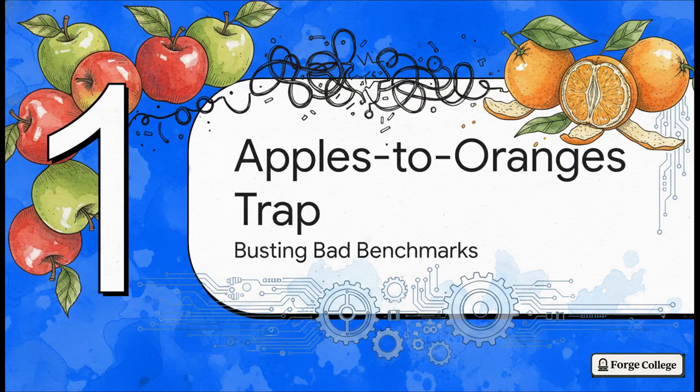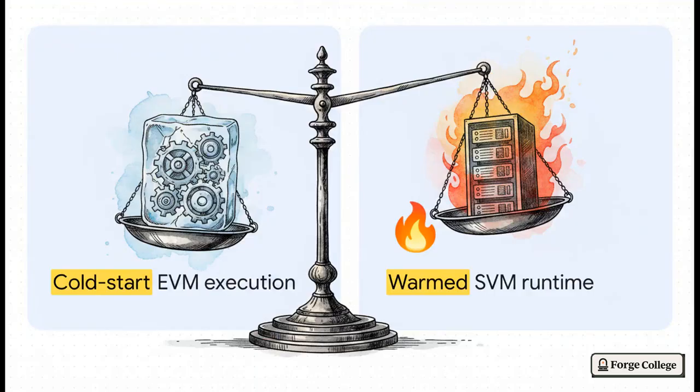Starting with Section 1, the apples to oranges trap, or how we go about busting bad benchmarks. So the absolute most common mistake engineers make here is comparing a single cold start EVM execution, where the caches are completely empty and the state hasn't been accessed recently, against a totally warmed up SVM runtime. Guys, that is a fundamentally invalid apples to oranges comparison. It just doesn't work. If you fail to control for massive variables like account warm-up state, load distribution, or your RPC client batching, your data is compromised from literally the very first run. We absolutely have to ensure we're comparing equivalent states under equivalent conditions. Otherwise, the numbers are totally meaningless.